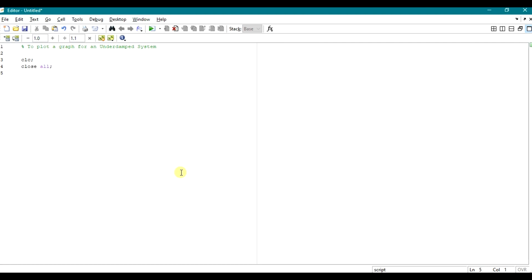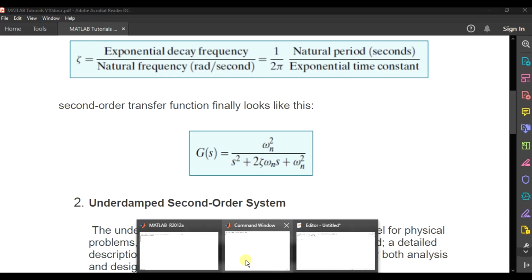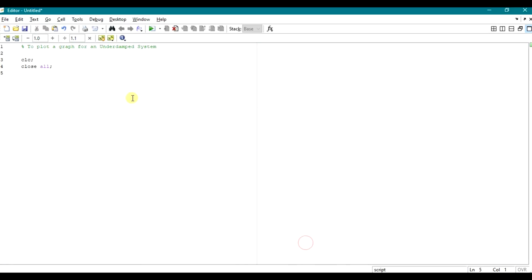Now if you have memorized the equation, please just write down this equation on a piece of paper. According to this equation, we are going to put in our values. So just write this equation: omega n square upon s square plus 2 xi omega n s plus omega n square. Okay, let's get back there.